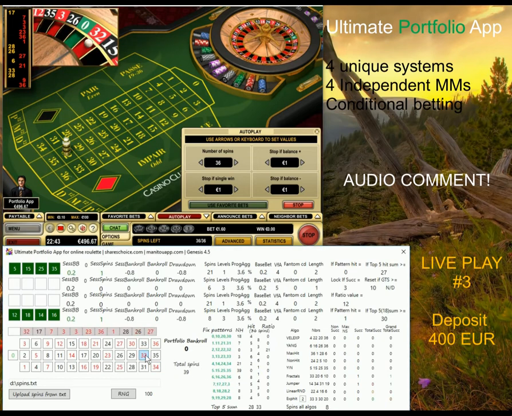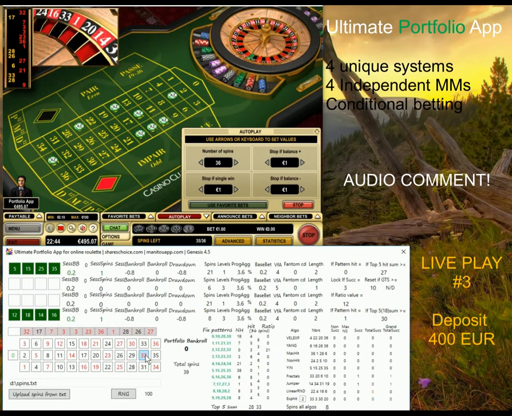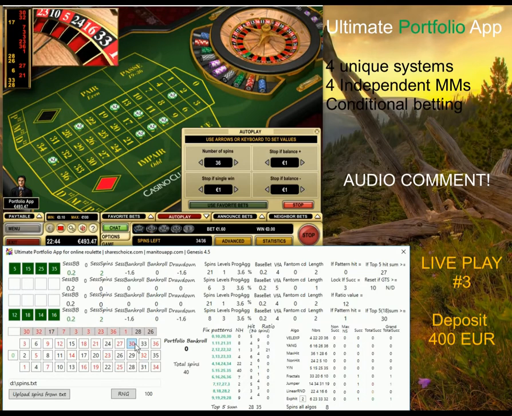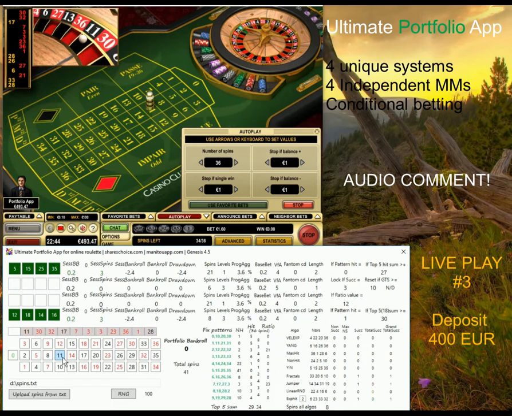So just within, I think I played only 12 minutes and I recorded all these 12 minutes, and I created something like almost 40 euro profit. So as you can see, currently there are four systems as a part of the portfolio app.